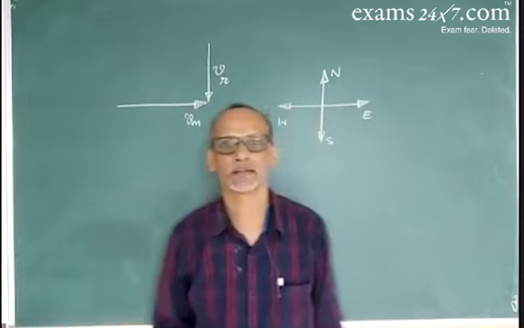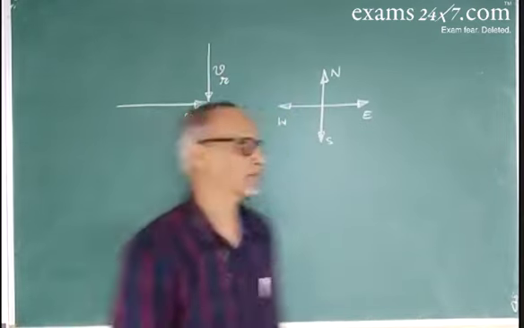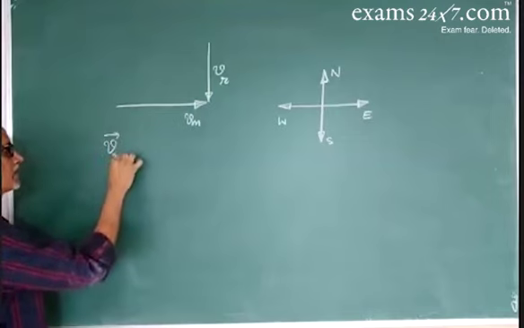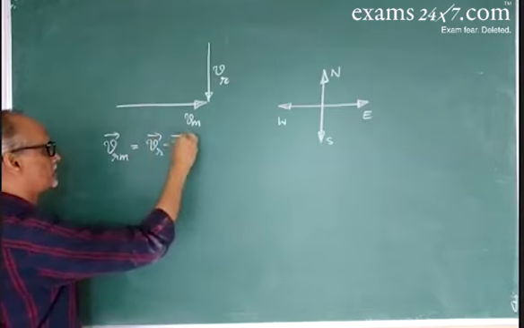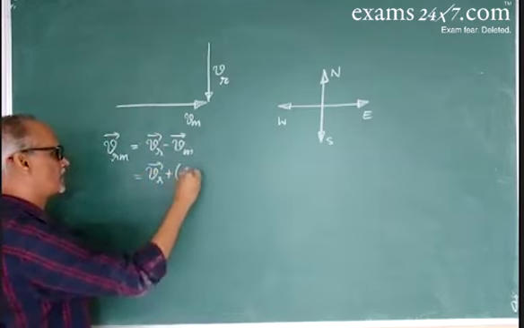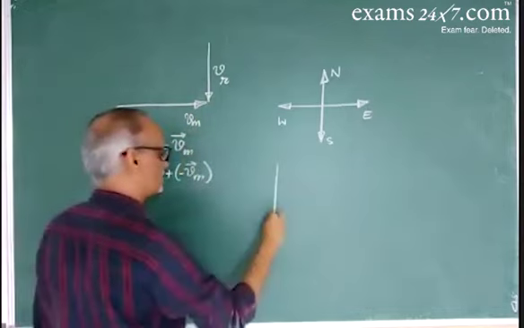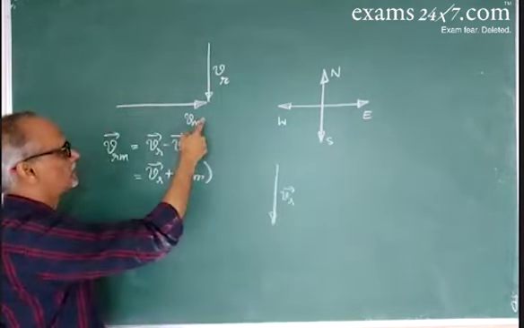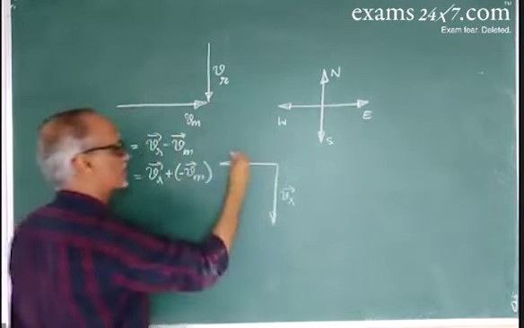So we want to find the direction in which the man has to hold the umbrella to protect himself from the rain, for which we have to find the relative velocity of the rain with respect to the man, which is equal to Vr minus Vm. So Vr minus Vm is the same as vector Vr plus of minus Vm. Vr is in the downward direction, and minus Vm is the opposite of the vector Vm. So Vm is towards east, whereas minus Vm is towards west.